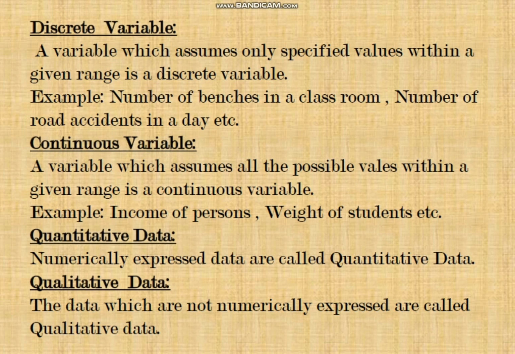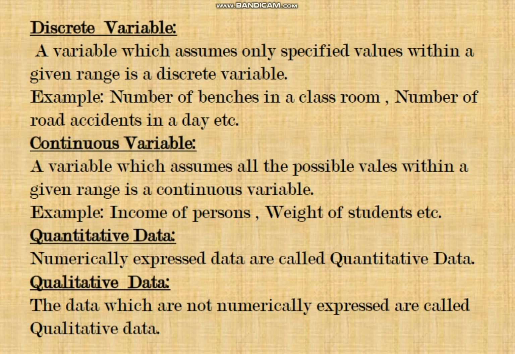In a classroom you count benches 1, 2, 3, 4, 5, 6. If there are 30 benches, you will say exactly 30. There are no fractional measurements here. You won't say 1.5 benches or 1.4 chairs. Or suppose number of students in a classroom, you count them like 1, 2, 3, 4, 60 students. You won't say 59 and a half students. Discrete variable means the variable assumes whole values, not fractional or decimal values.